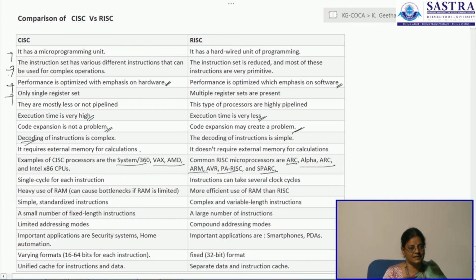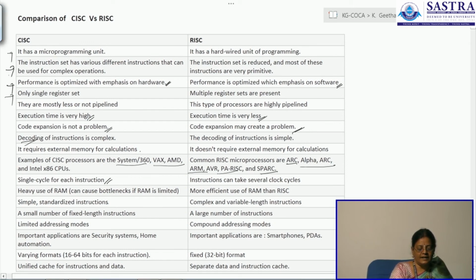And since the instruction length is minimal, it is going to complete the execution in a single cycle, whereas that is not going to be the case in the other category; instructions may take several clock cycles. And there is heavy use of RAM, so it can become a bottleneck if RAM has only a limited size, whereas in the case of the RISC architecture, the RAM is utilized in an efficient manner, and hence the clock cycle can also be used in an optimized way.